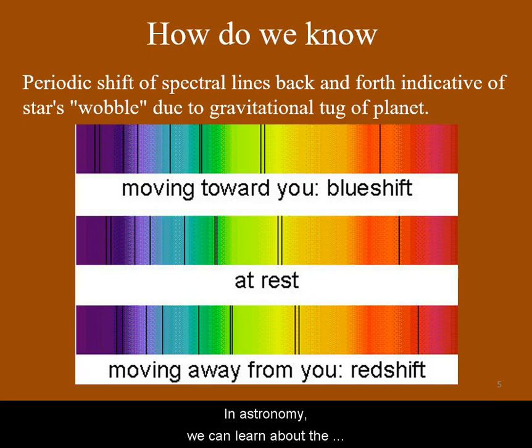In astronomy, we can learn about the movement of a star from its spectrum. When a star is moving towards the Earth, we would observe its spectral lines blue shifted. When a star is moving away from the Earth, we would observe its spectral lines red shifted.